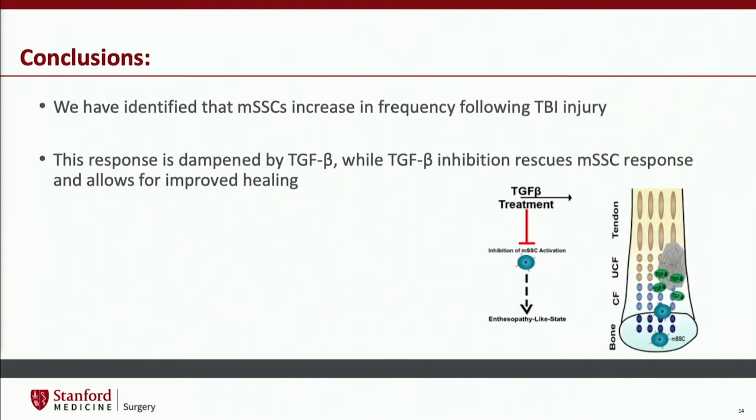So in conclusion, we have identified that MSSCs increase in frequency following TBI injury. This response is dampened by TGF-beta, while TGF-beta inhibition rescues the MSSC response and allows for improved healing, and may possibly help with regeneration in the future.